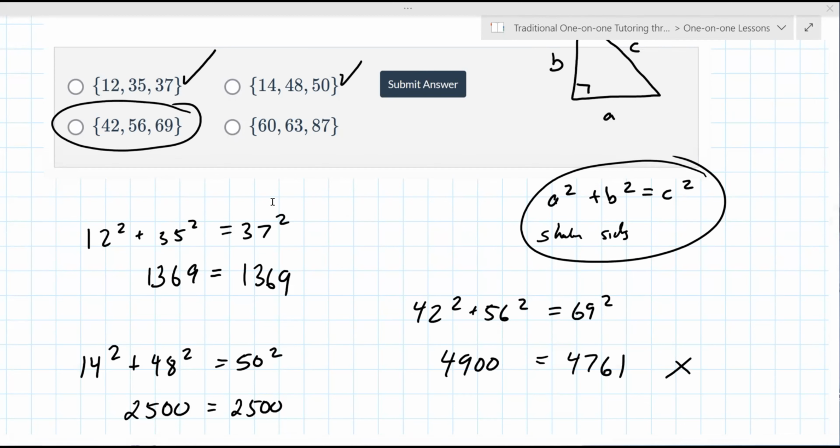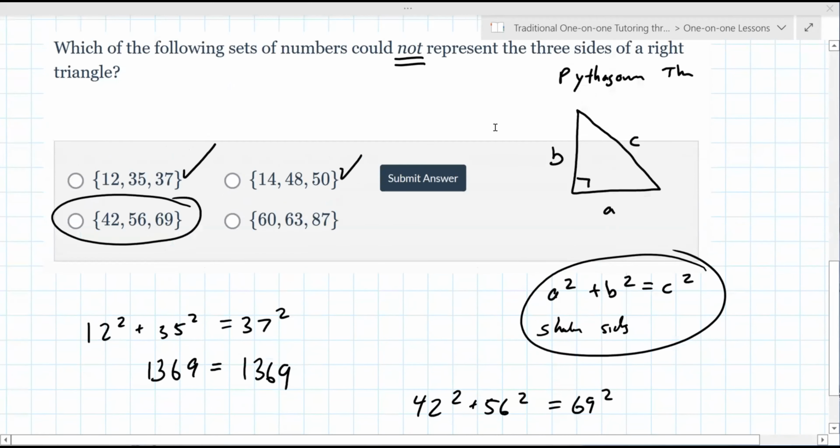Okay, so just to be clear, if a squared plus b squared equals c squared, that's the one we're looking for, and the one we just tried there does not work. Okay, so let's go to the next problem, and it's the same thing here. So let me grab this here.